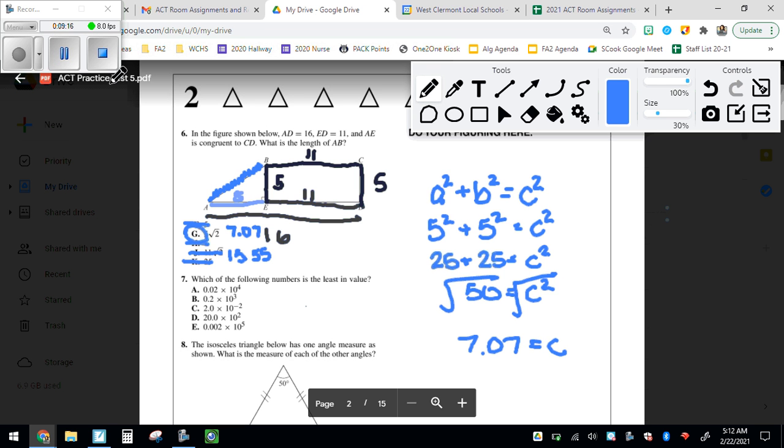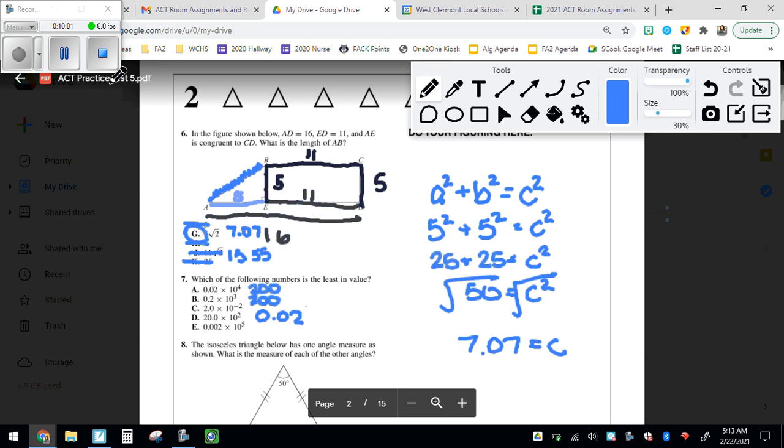All right. Number 7, we haven't officially taught, but it says, which of the following numbers is least in value? This one's really just calculator magic. Type all these expressions into your calculator and figure out which one is smallest. So 0.02 times 10 to the 4th is 200. 0.2 times 10 to the 3rd is also 200. 2.0 times 10 to the negative 2 is 0.02.